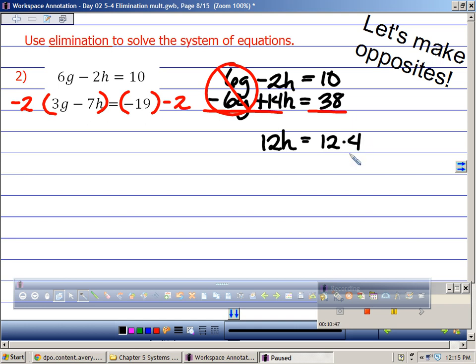Why do we do that, Elton? So that I can simplify it immediately. Because when I divide both sides by 12, I can say 12 divided by 12 is 1. This simplifies to h equals 4. What's my final step?